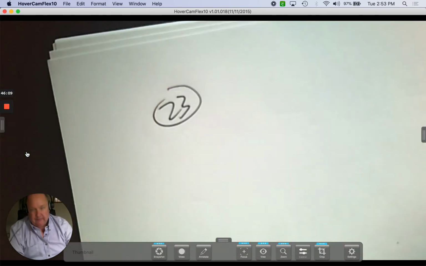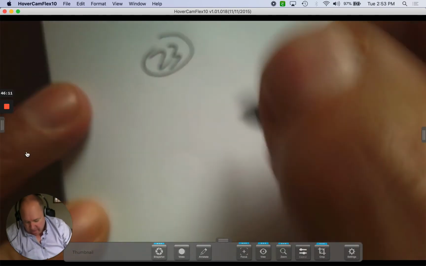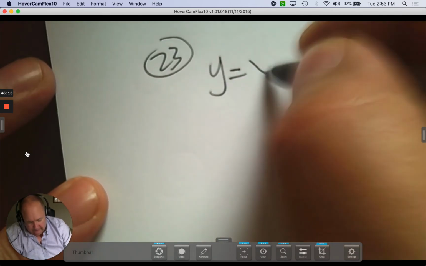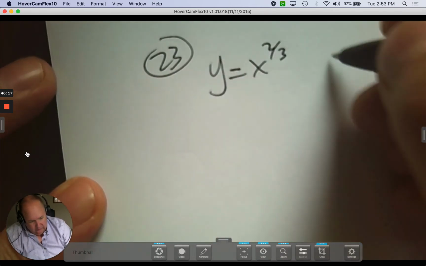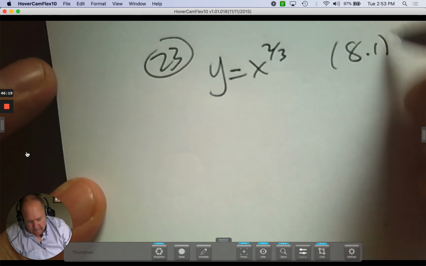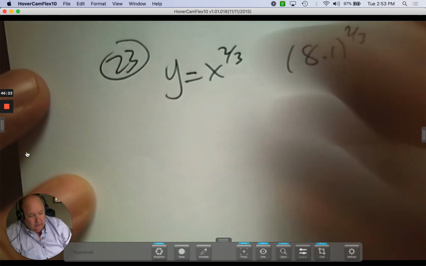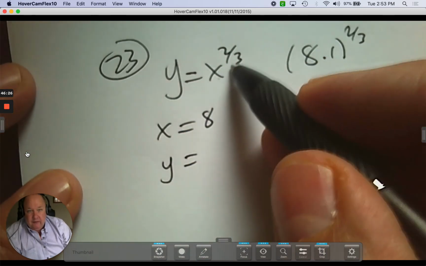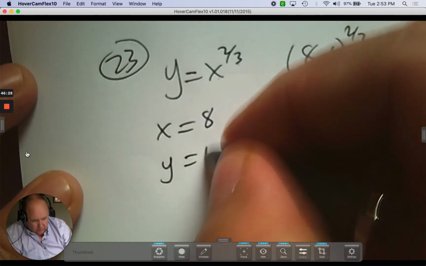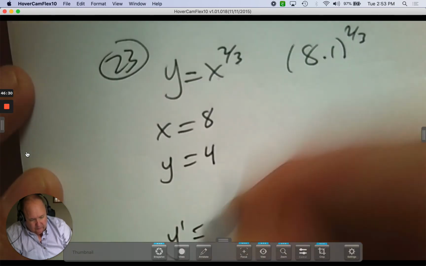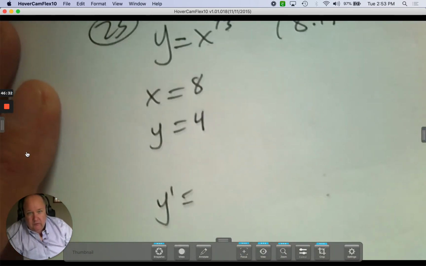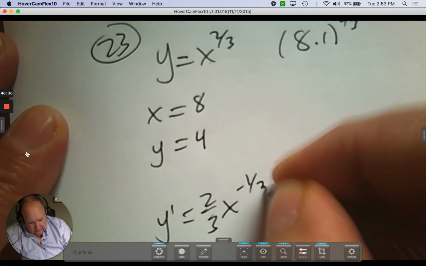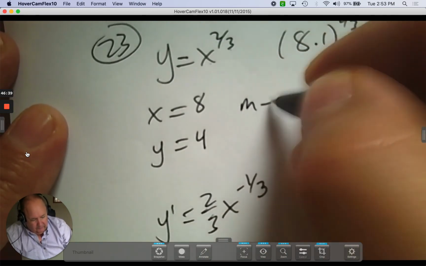We're almost there. So at 23, it says use a tangent line to the graph of y equals x to the 2/3 to approximate 8.1 to the 2/3. So I'm going to use x equals 8. If x equals 8, the cube root of 8 is 2, and 2 squared is 4. And then I'm going to take the derivative of this, which is 2/3 x to the negative 1/3. And then I'm going to find the slope of that.